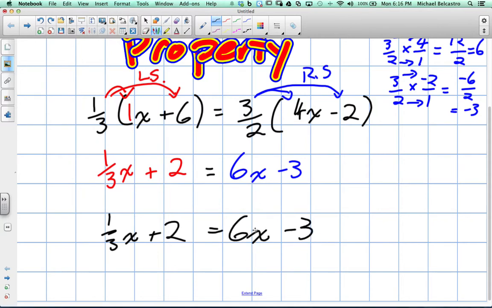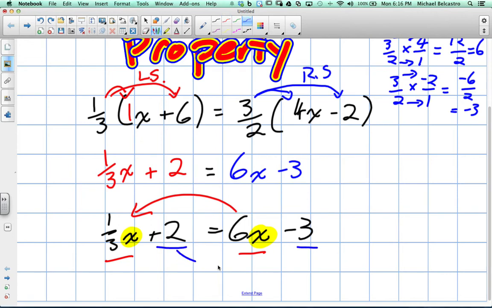So we have to collect our like terms here. I'm going to move everything that has a variable, and that's going to be this term and this term, to one side, and all the constants, those are just whole numbers, to the other side. So I'm going to bring 6x over. When I bring 6x to the other side of the equal sign, because it was positive here, what will it become on the other side? Negative 6x. Perfect. And then we have 2 and negative 3.